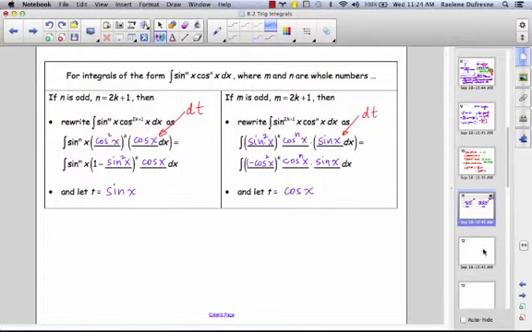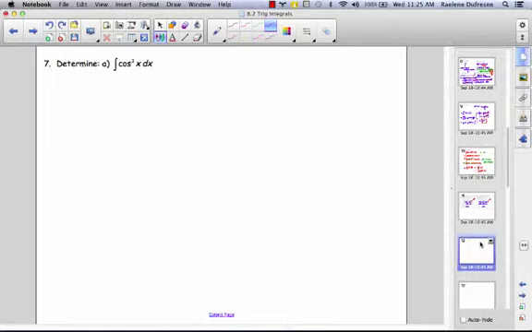Okay, let's take a look at an example of applying these approaches, which are really just combinations of previous approaches of trig identities and the method of substitution. Determine the integral of cosine cubed of x. Well, we've got an odd exponent on the cosine, so we really want to break free one of those cosine of x's and combine it with a dx.